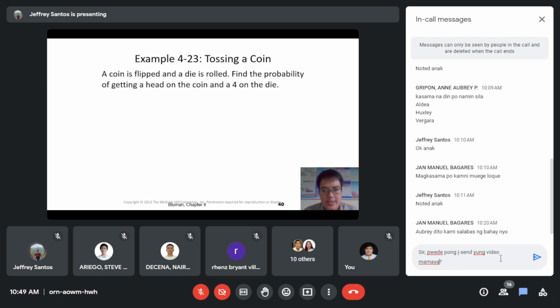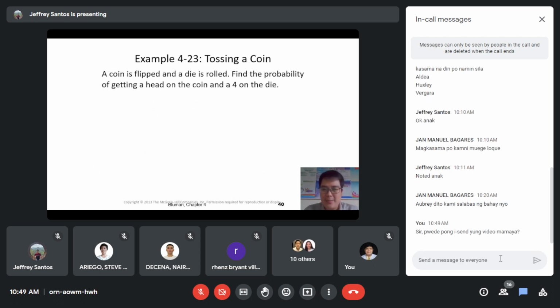Okay, so another example, tossing a coin. A coin is flipped and a die is rolled. So magkaiba, coins sa die. Find the probability of getting a head on the coin and a 4 on the die. Now here, simple lang naman ito. So for the independent events, the probability of head and 4 on a die is just, anong gagawin natin? Just multiply the corresponding probability.